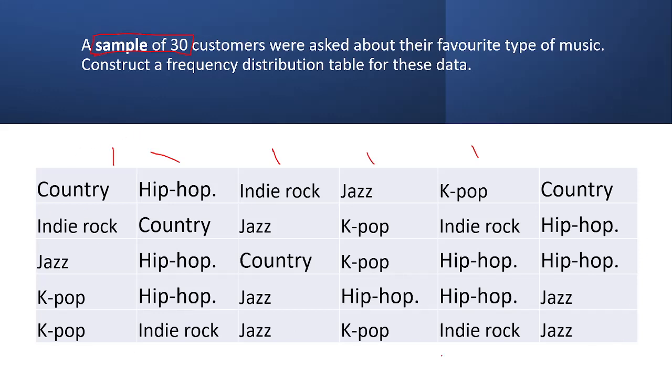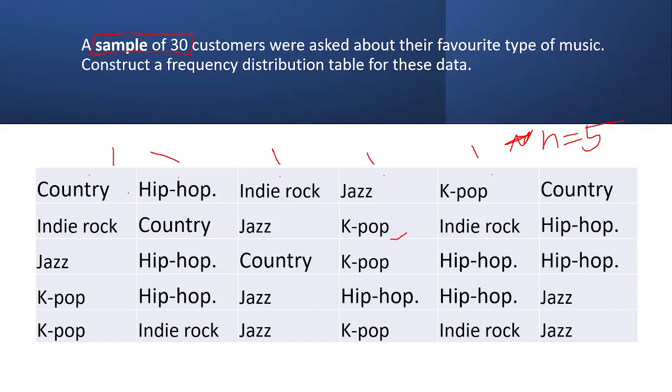It's 30 different options, and the first thing we need to think about is how many different samples there are. I constructed this table, and you can see it's pretty easy. So we have country 1, hip hop 2, indie rock 3, jazz 4, K-pop 5. So n, small n, equals 5. That's the first thing we're going to consider. The second thing we have to consider is how many chose what.